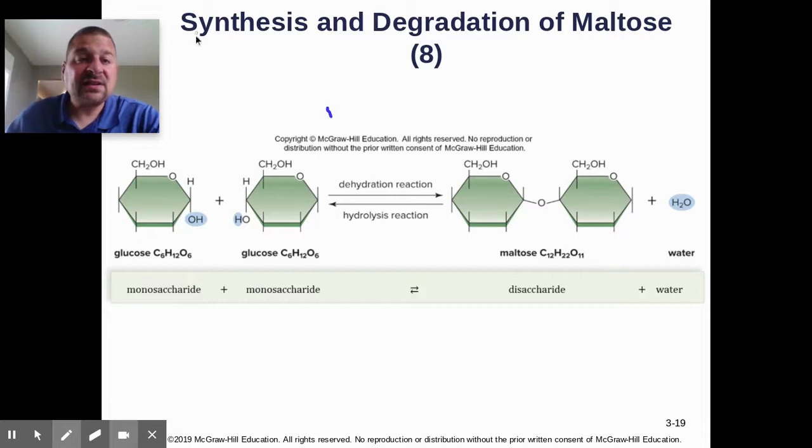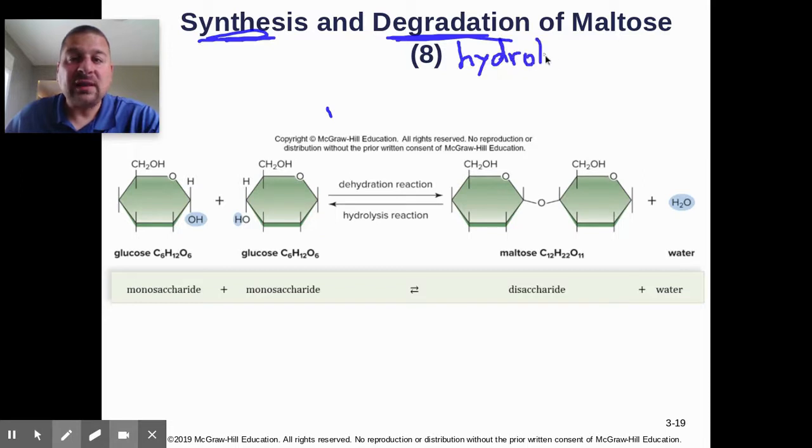Okay, this slide is just illustrating how we do dehydration synthesis and degradation or hydrolysis. How do we combine monosaccharides together to make a disaccharide? And then how do we do hydrolysis? How do we degrade or break that back down? So you see in the dehydration reaction that's going this way, okay, here's glucose plus glucose equals maltose.